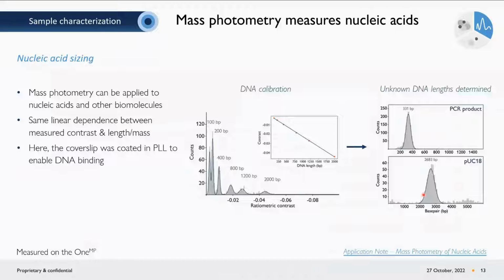What I show you here means that mass photometry can be used to quickly check after the PCR whether your product is there, whether it's pure, or whether your plasmid is intact.